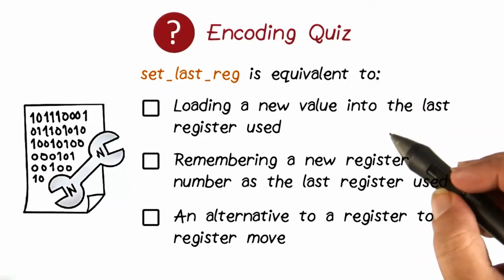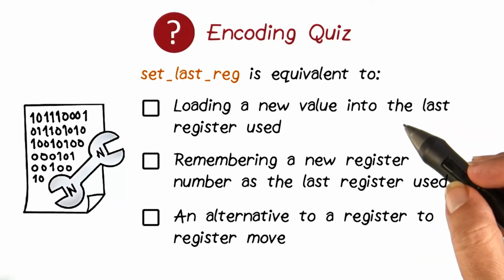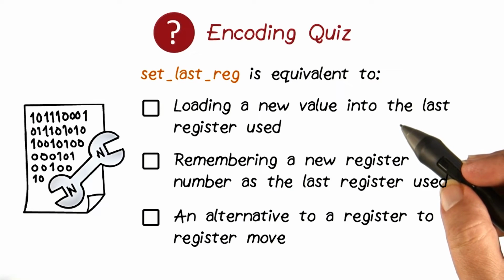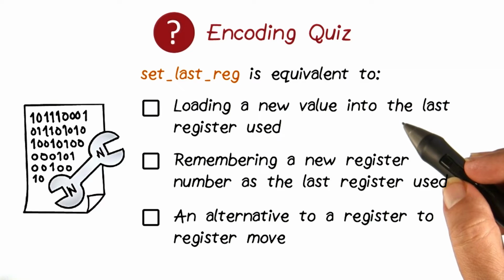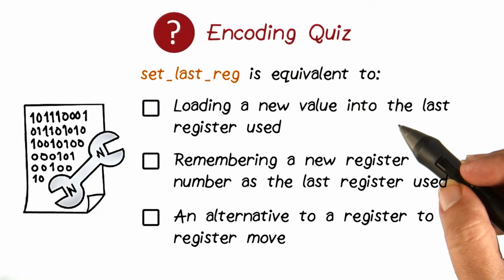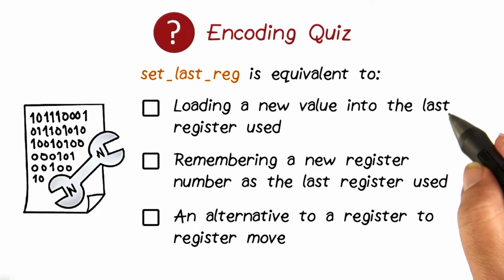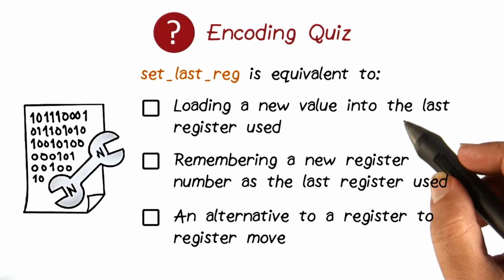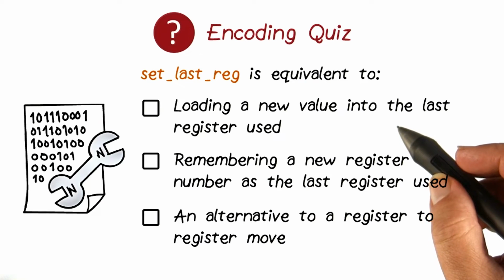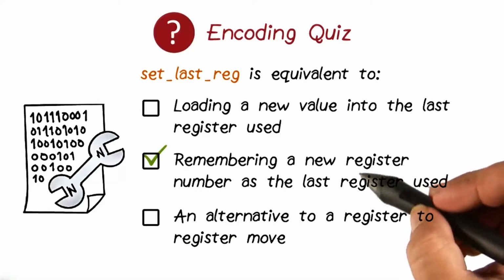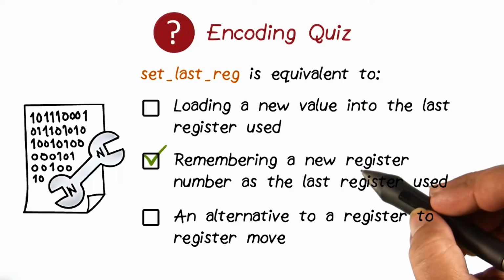So now let us look at the role of the set last reg instruction. So here is a quiz. So is this instruction meant for loading a new value into the last register used? Or is this instruction being used for remembering a new register number as the last register used? Or is it being used as an alternative to a register move? Please go ahead and mark your answers now. And the only correct answer here is the second one.